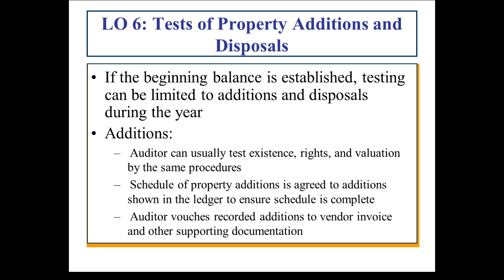Now, if we know we can trust the beginning balance, which we can if we've done the audit in the previous year, then really all we need to audit are any additions or subtractions that were put into these accounts during the period. So the additions are going to be looked at based on: does the asset really exist, who owns it, and is it valued correctly? And make sure that they're all in agreement with the subsidiary ledgers.